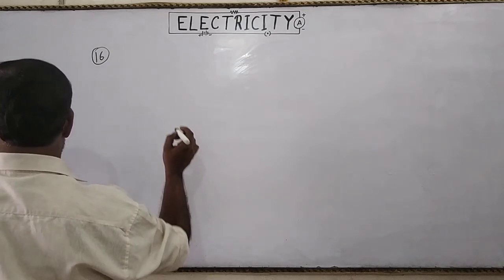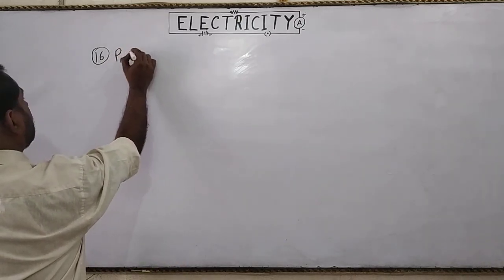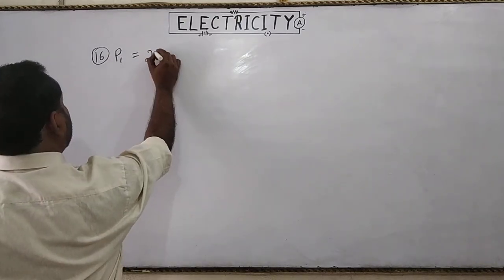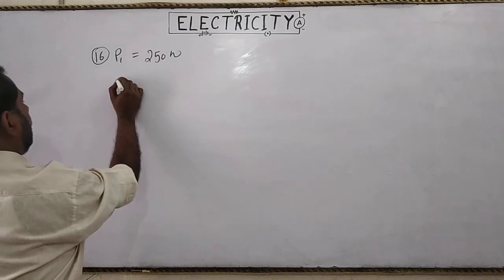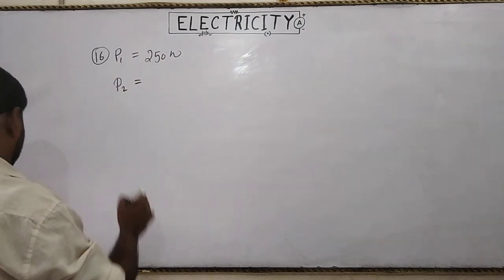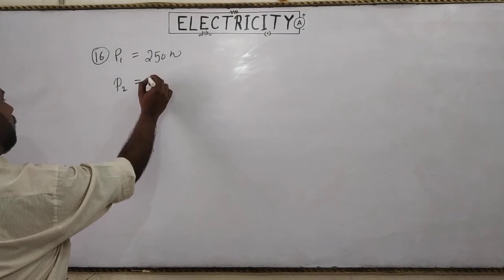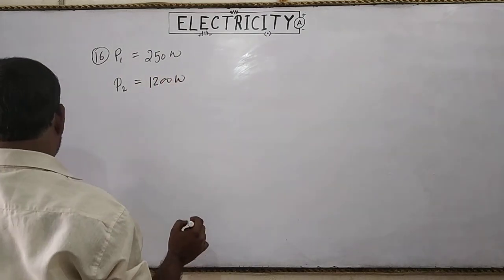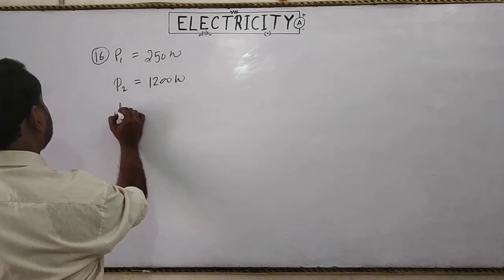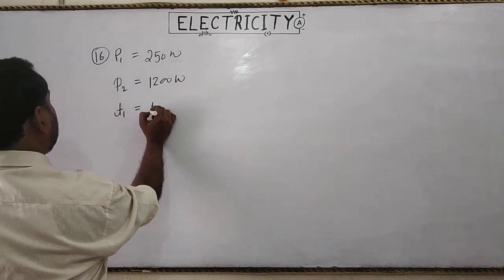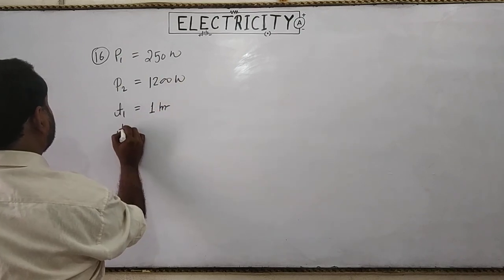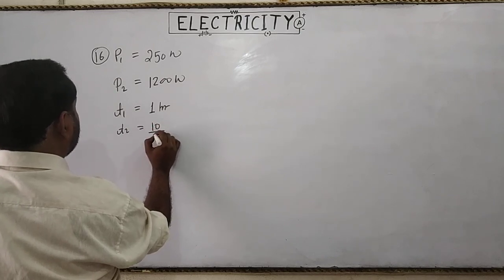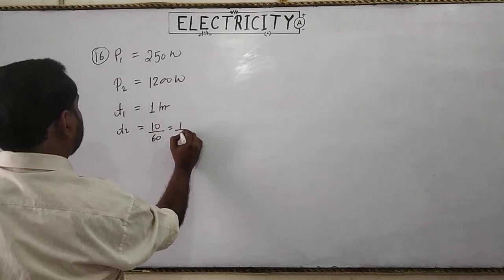We are given the power for the TV set, we let it be P1, that is 250 watt, and the power for the toaster is 1200 watt. The time for which the TV set is used is 1 hour, and the time for which the toaster is used is 10 minutes. We will convert it into hours, which will be 1/6 hour.